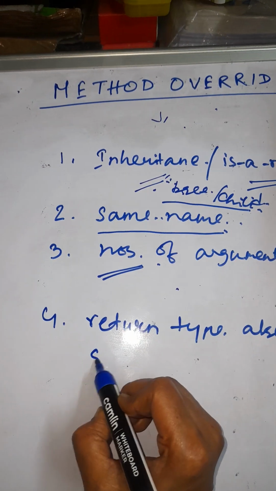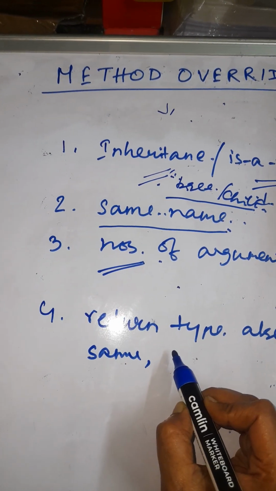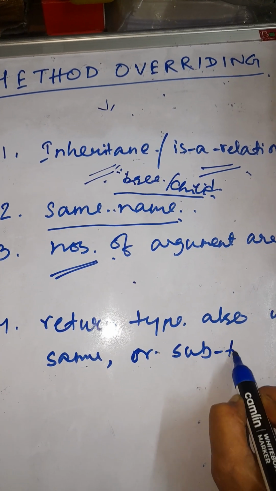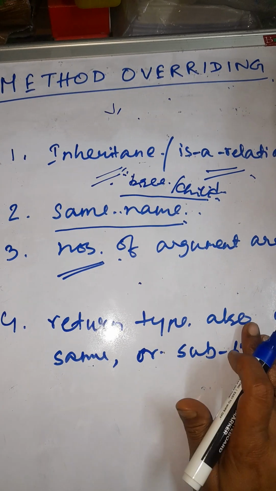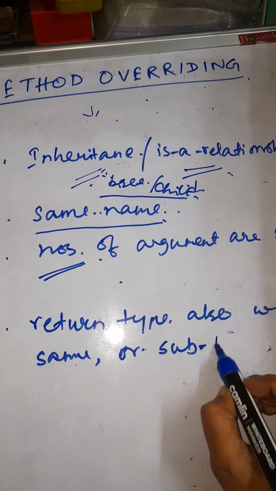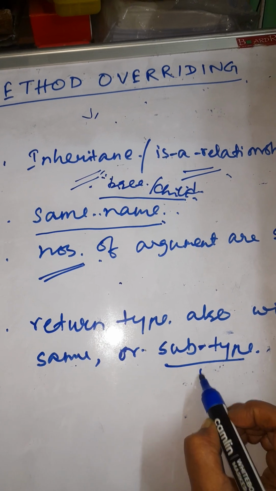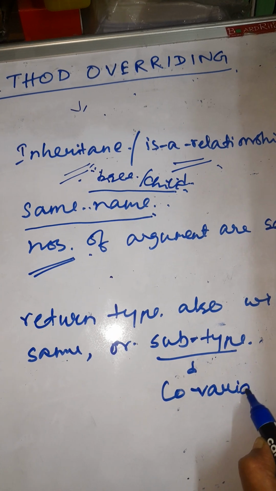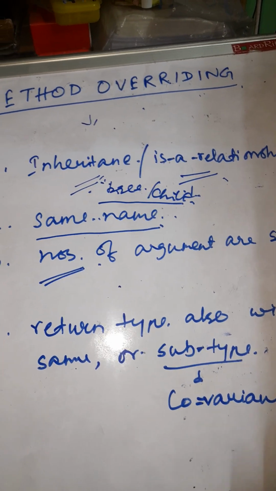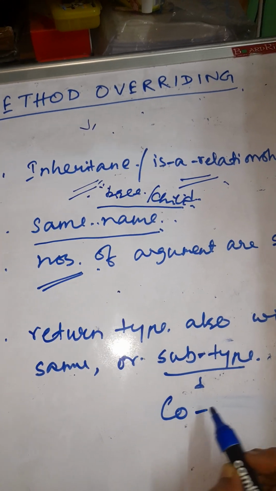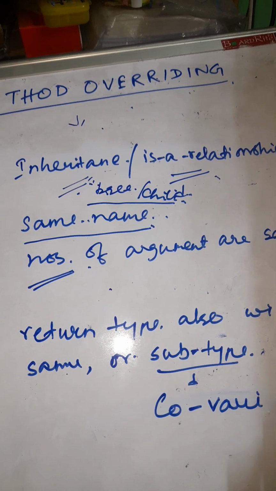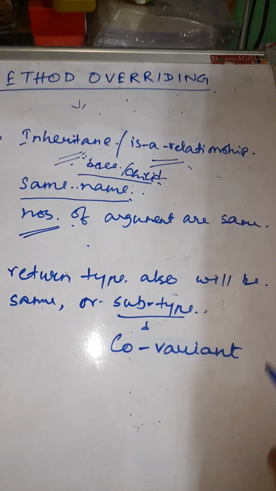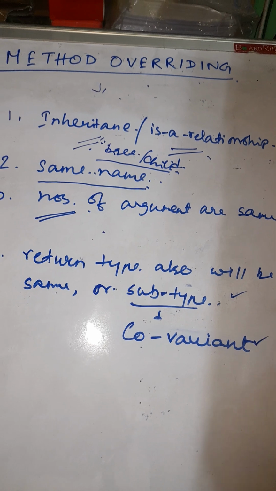Or you can use a subtype, which is also known as covariant. Handwriting is not so easy to read. So the return type will be the same, or you can use the subtype, which is also known as covariant.